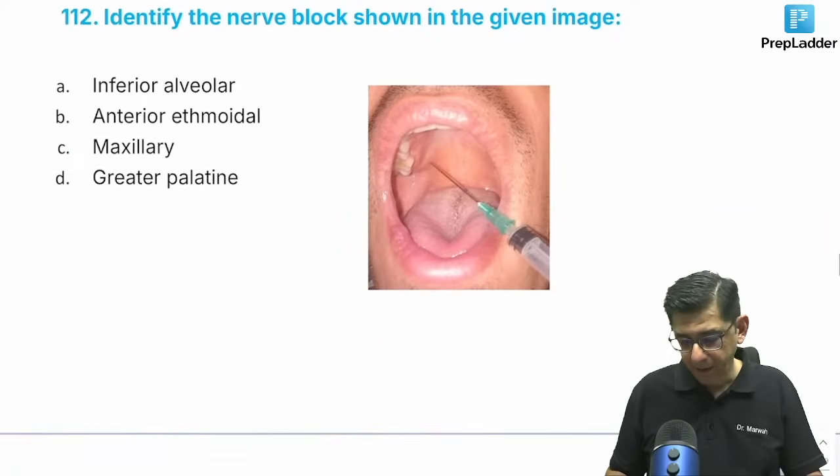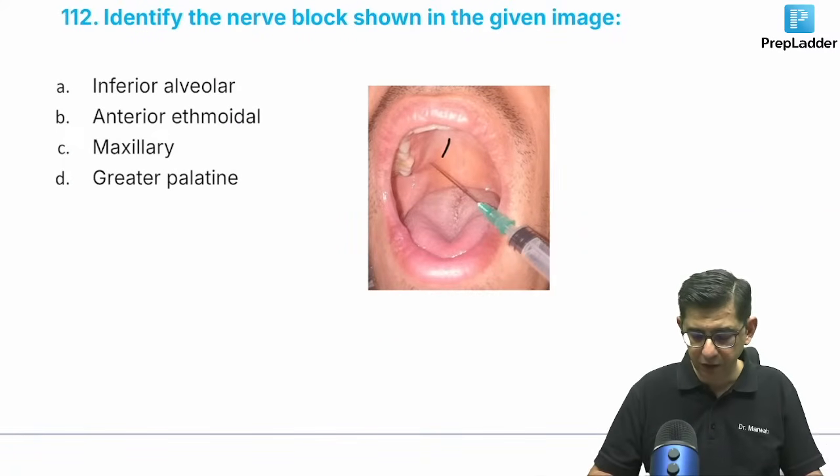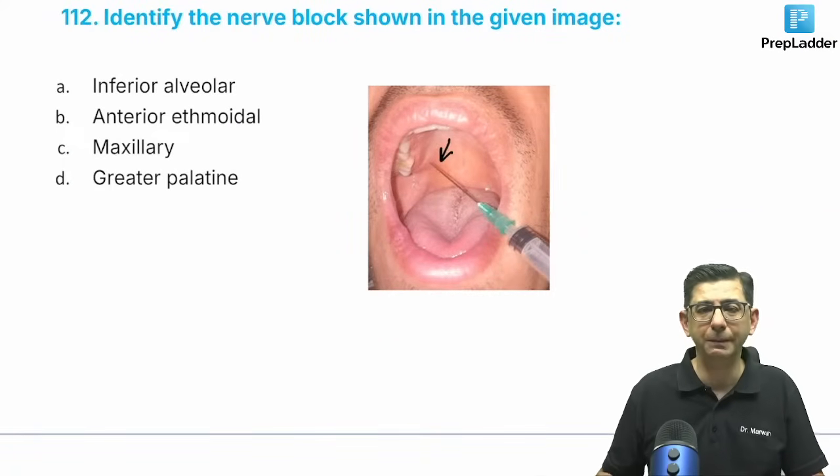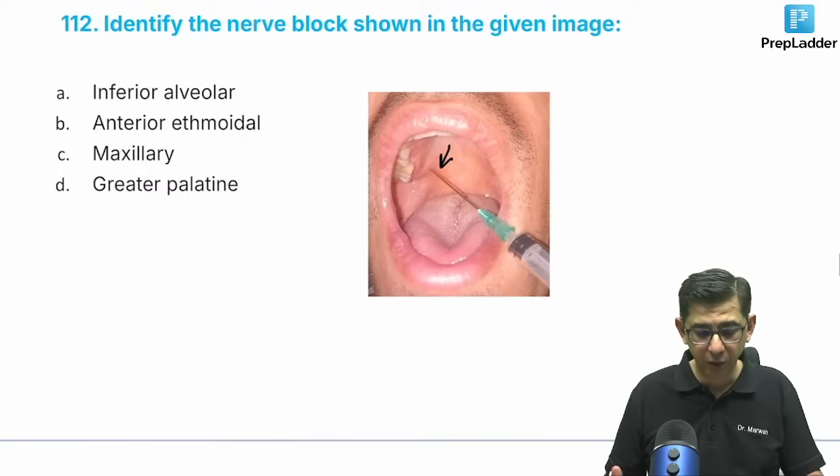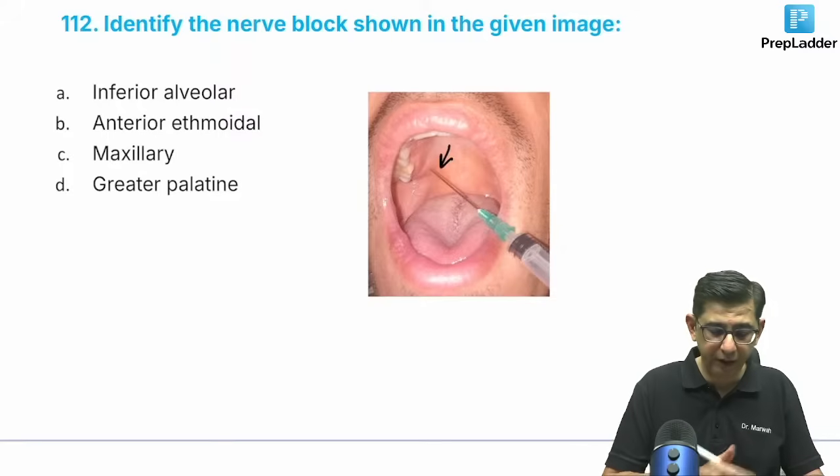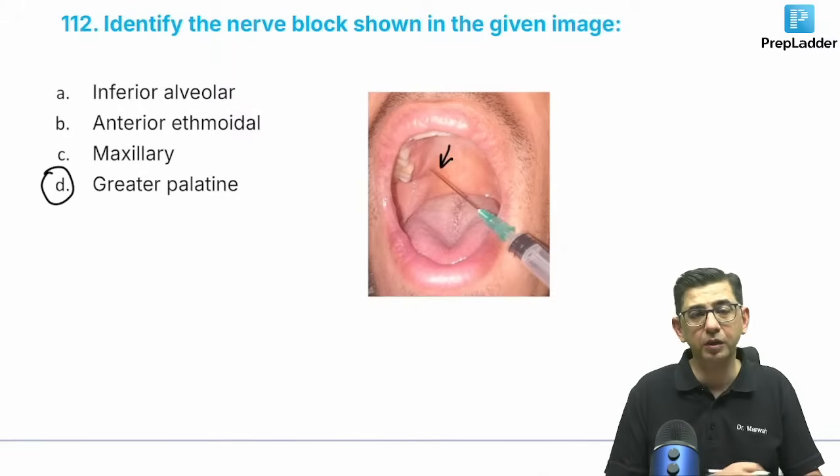Okay. The site where this injection was given, I could not pick up another image apart from the one, though people said कि ये ऐसा नहीं था, but this is the best one that I could pick for a greater palatine block. That is option number D.